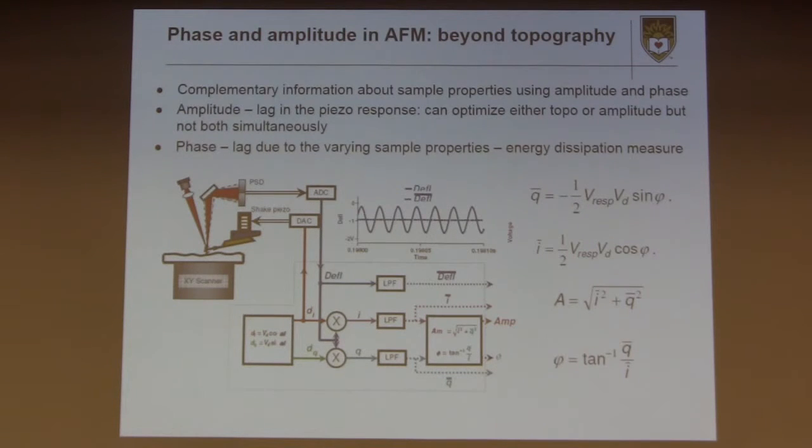Another thing beyond topography we can get is amplitude and phase. It's kind of difficult to do. You have to do the math. Oh, the computer does the math. But you have to multiply your response voltage in the detector by the drive voltage, and you get certain parameters which are called amplitude and phase.